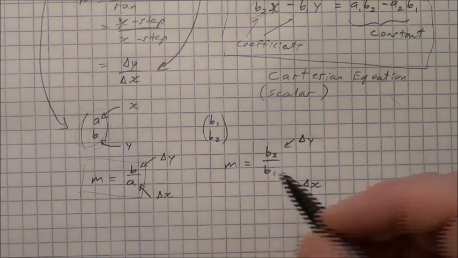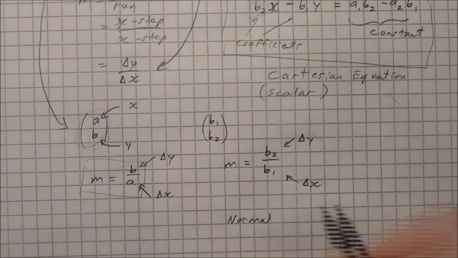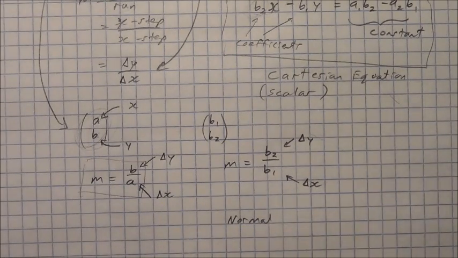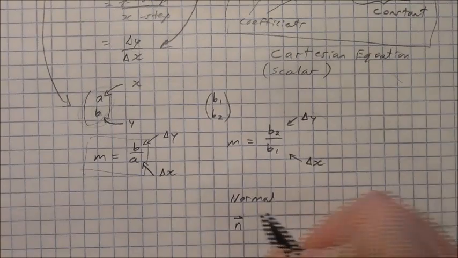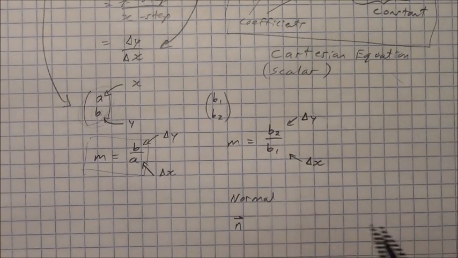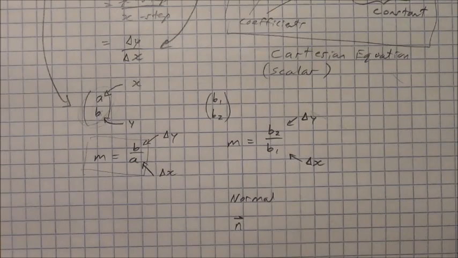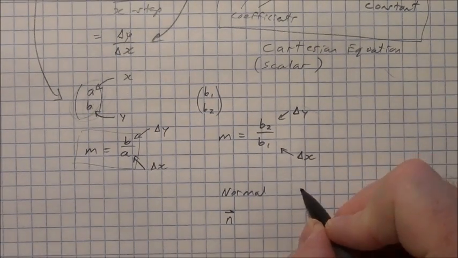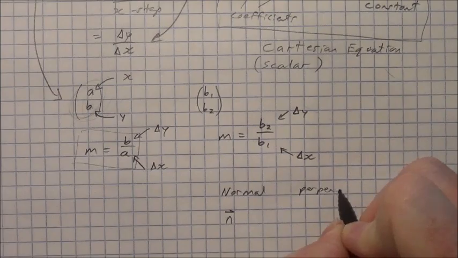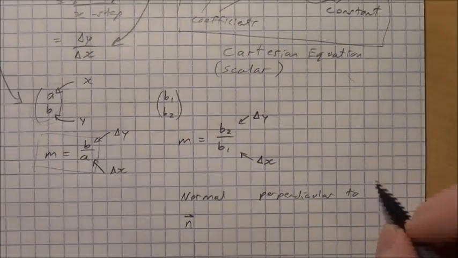Now there's one other thing that we talk about, and that's called the normal. It can be called the normal vector, usually just called the normal, represented by an n, because it's also a vector. So the normal is vector n. Well, what does normal mean? A normal vector, or a normal, is actually perpendicular to the direction vector.